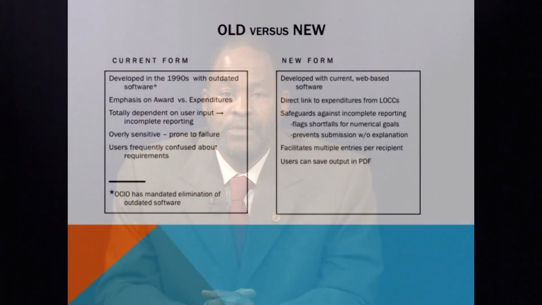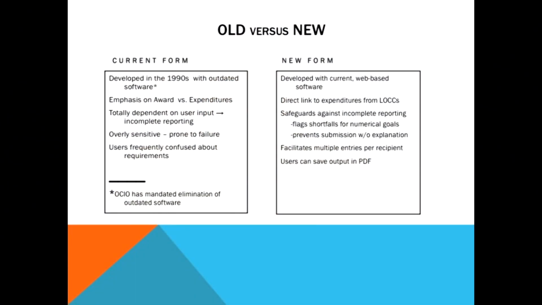To summarize, the old system was developed with outdated software, emphasized the amount of award instead of expenditures, allowed incomplete reporting, was prone to failure, and confused users about how to enter data. The new system was developed with current web-based software, utilizes a direct link to LOCCS, HUD's financial reporting system, incorporates safeguards against incomplete reporting, and facilitates multiple submissions for grantees that administer several programs. With no further ado, let's explore the new system.